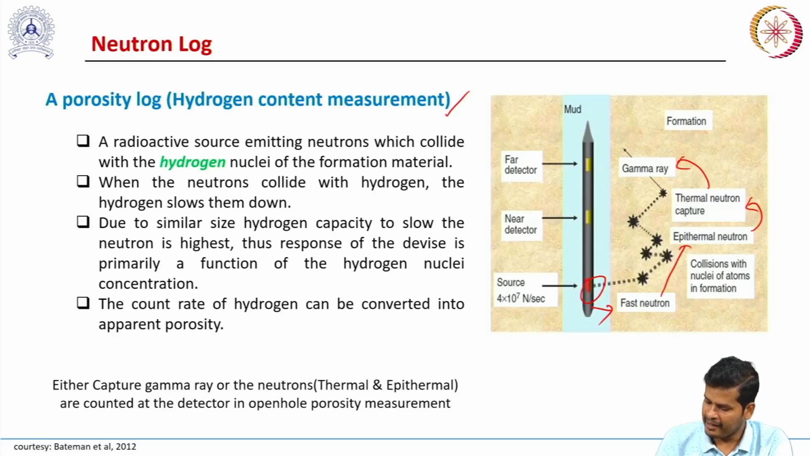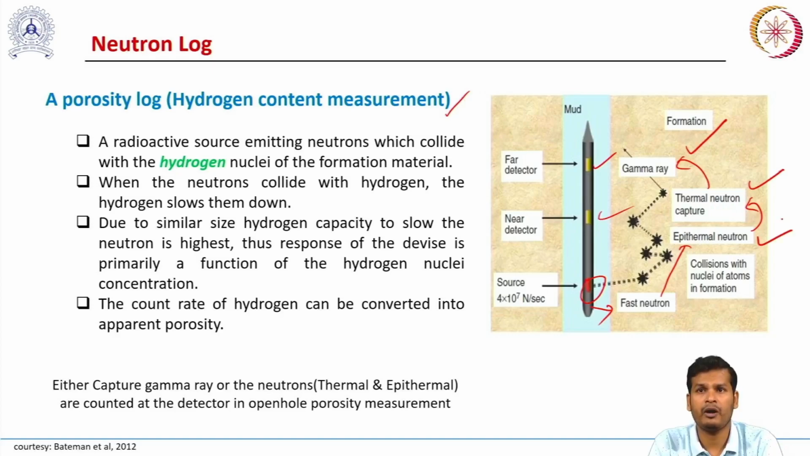So the tool can record, with these two detectors, either the thermal neutron, the capture gamma ray, or the epithermal neutron. During the course of travel of the neutron inside the formation, we are emitting the fast neutron. The fast neutrons are converted to epithermal neutrons upon collision with the nucleus. Epithermal neutrons are converted to thermal, and then thermal neutrons are getting captured, which gives us the capture gamma ray. Depending upon the type of tool, we may have a different type of detector: a capture gamma ray detector, a thermal neutron detector, or an epithermal neutron detector.